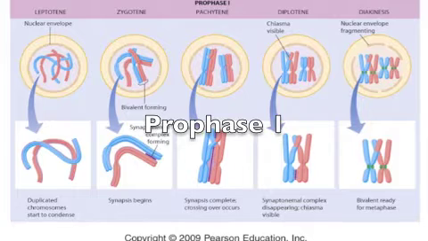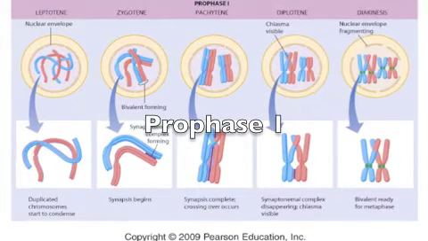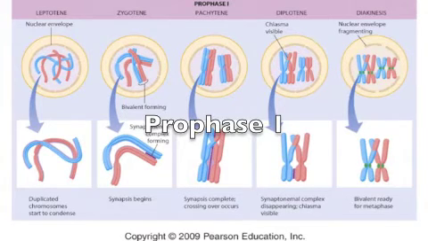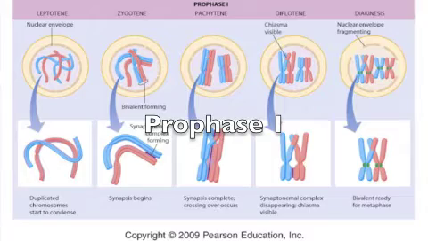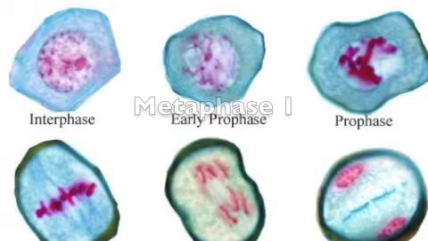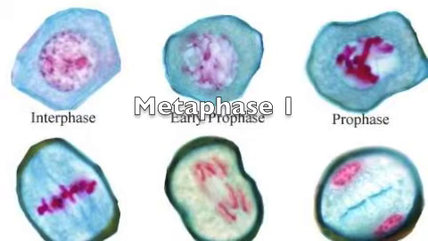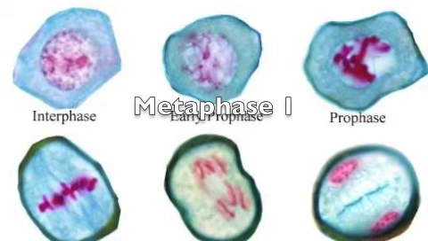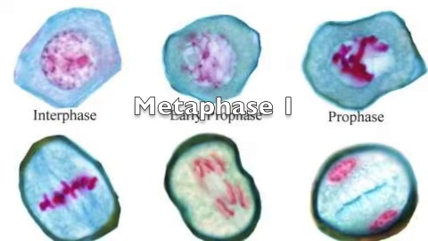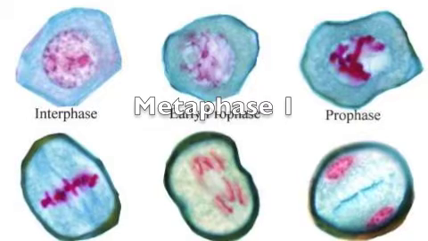Synapsis ends with the disassembly of the synaptonemal complex in mid-prophase, and the chromosomes in each pair move apart slightly. Centrosome movement, spindle formation, and nuclear envelope breakdown occur, as in mitosis. Metaphase 1. Pairs of homologous chromosomes are now arranged at the metaphase plate, with 1 chromosome in each pair facing each pole. Both chromatids of one homolog are attached to kinetochore microtubules from one pole. Those of the other homolog are attached to microtubules from the opposite pole.